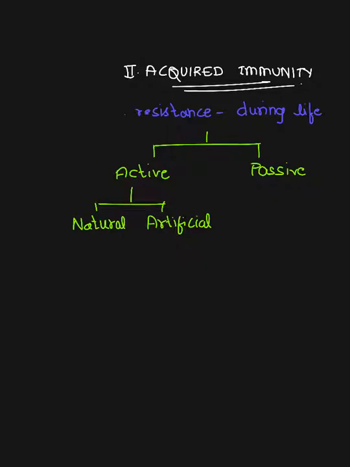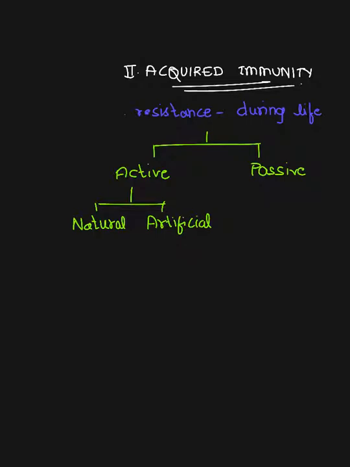Acquired immunity is the resistance developed during life. It can be divided into two types, active and passive. Active immunity is developed by an individual as a result of contact with antigen, and this contact with antigen might be due to a clinical or subclinical infection, which is called the natural type of immunity, or it can be due to vaccination, which is called the artificial type of immunity.